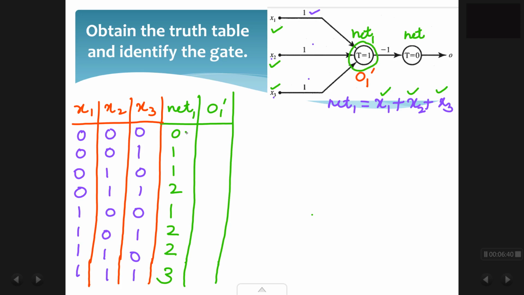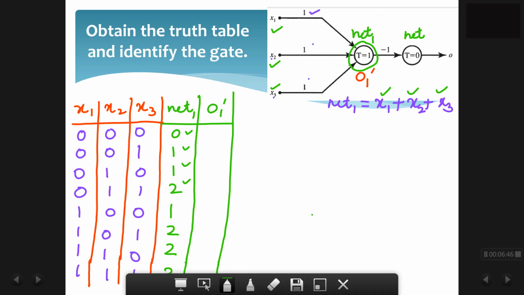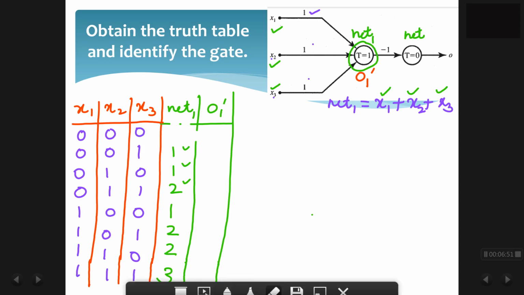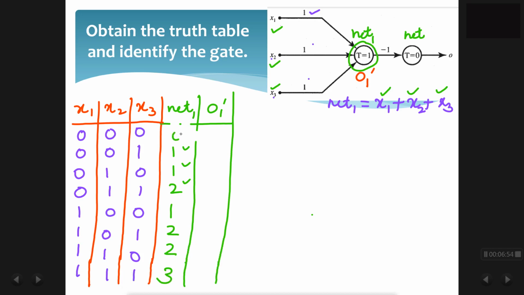So whichever inputs are greater than or equal to 1, the neuron will fire for them, otherwise the neuron will not fire. So in this case, whatever I have tick marked is going to cross the threshold, because threshold t is equal to 1. So if this is greater than or equal to t, for all these I will have the output 1, and for only this input 0, 0, 0, the output O1 dash will be 0.